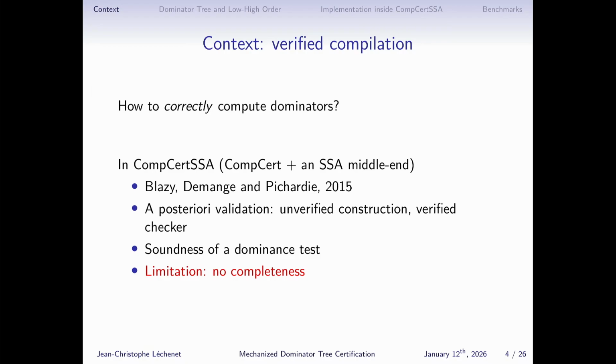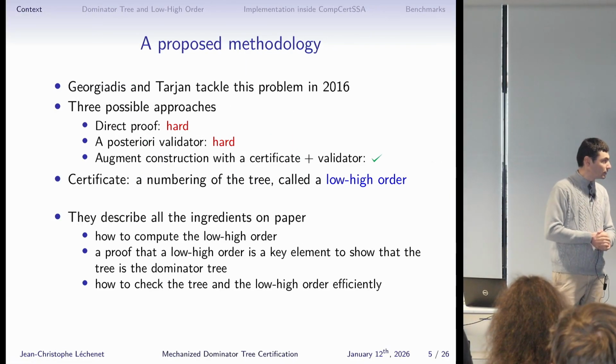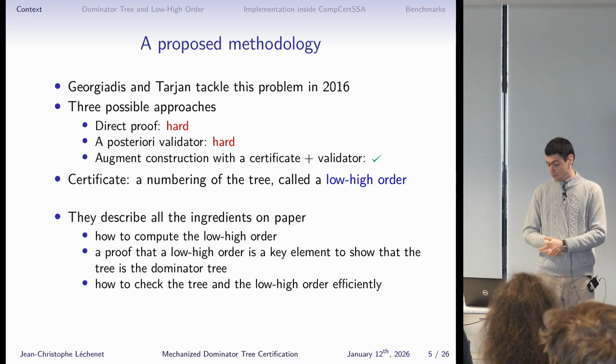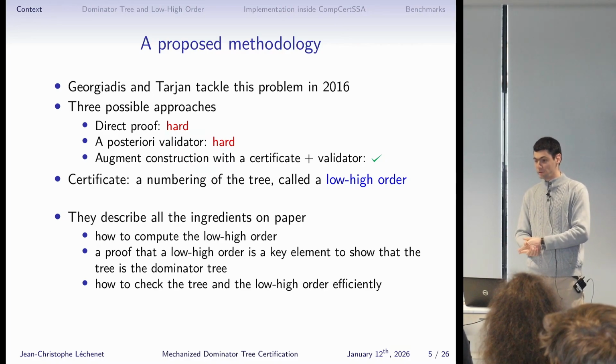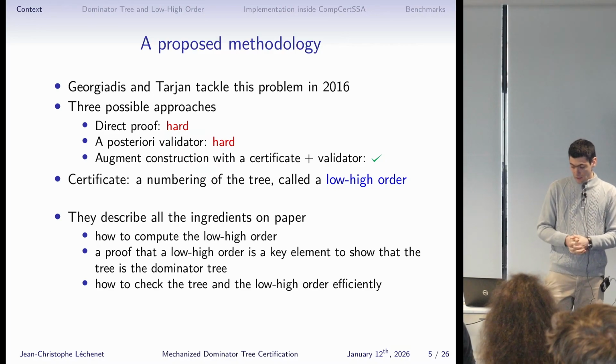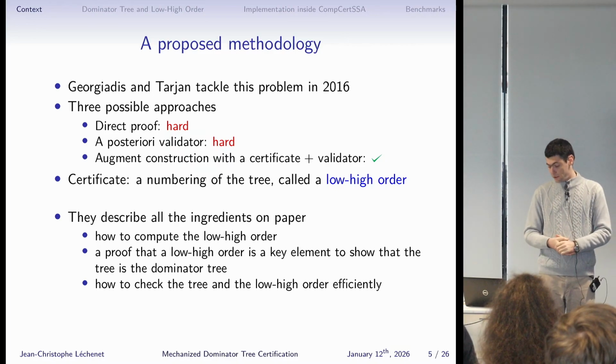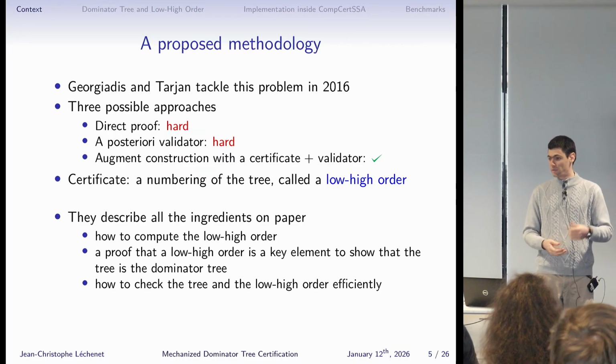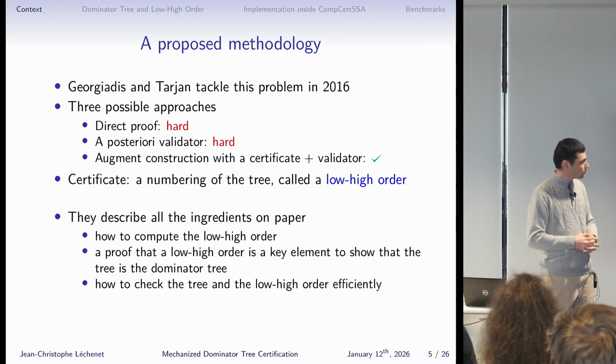And we can already do a lot of things with just soundness, but in some contexts it's not enough. We also need completeness. In particular, in my case, I needed it for a liveness analysis. I really needed completeness, so this work was started. And it turns out that in 2016, Georgiadis and Tarjan tackled this problem and proposed a methodology to solve it. For them, the direct proof is too hard. A posteriori validation, like what Blazy et al. did, is probably too hard too.